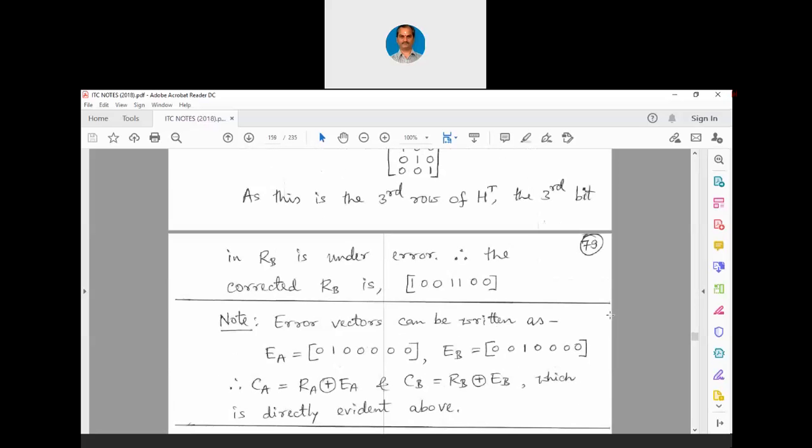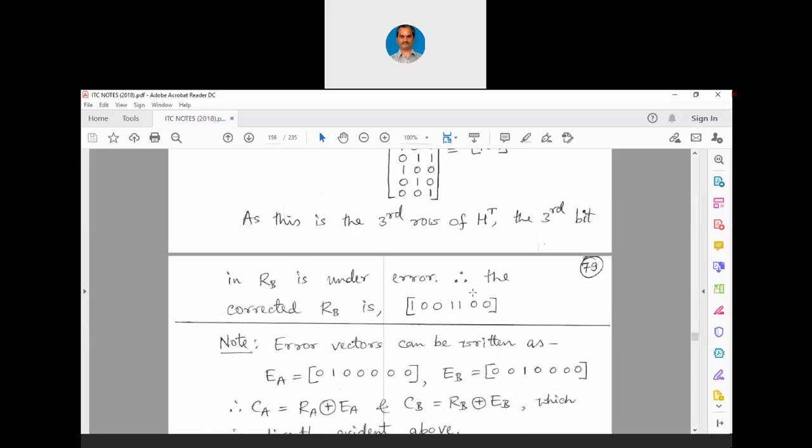Now the error vectors can also be written. For the first one, it is the second bit which is in error. For the second one, it is the third bit which is in error. We can write EA and EB in this manner. And we can always calculate the code vector as the received vector XORed with the error vector. But we have already visually verified it.